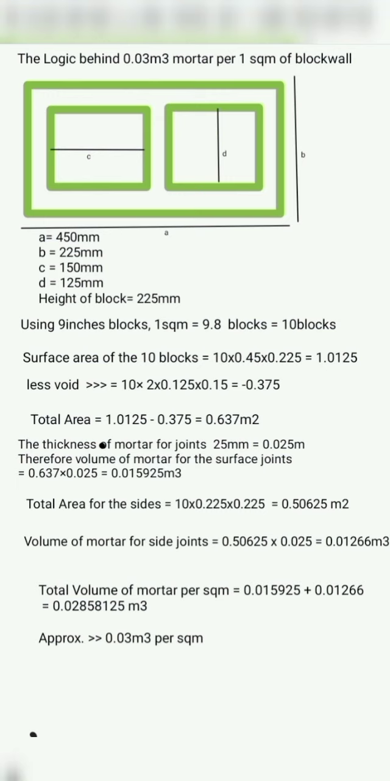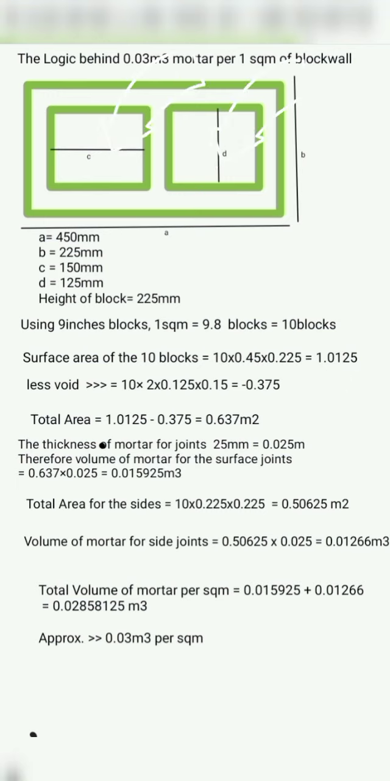To get the quantity of mortar for the 10 number of blocks, we need to calculate the surface area of the blocks, which is 10 number of blocks multiplied by the length times breadth, which will give us 1.0125.